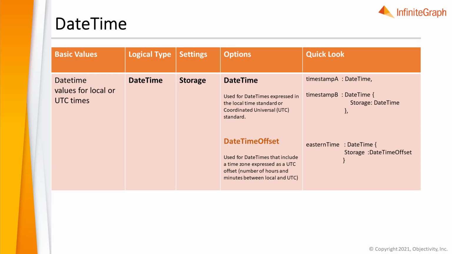Please observe that in this case date-time is both the attribute type and the value for the storage setting within the attribute. Setting the storage to date-time allows us to represent date-time values in the local time standard or in the coordinated universal time standard. Setting the storage to date-time offset is for date-time values that will include a time zone expressed as a UTC offset, expressed as the number of hours and minutes between the local time zone and UTC. I'll show you some examples of this in just a minute.